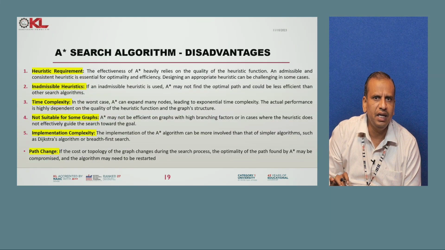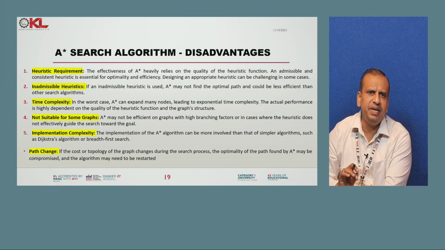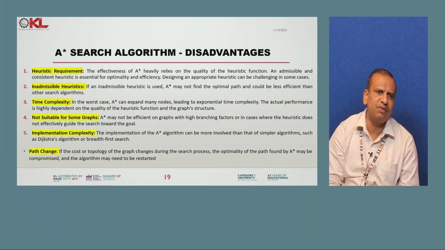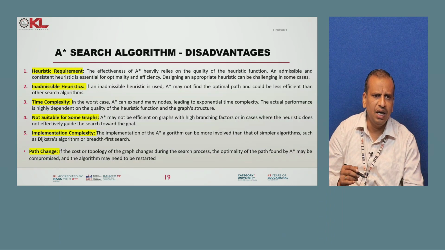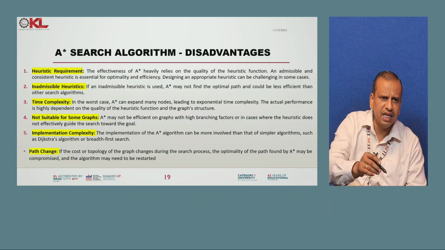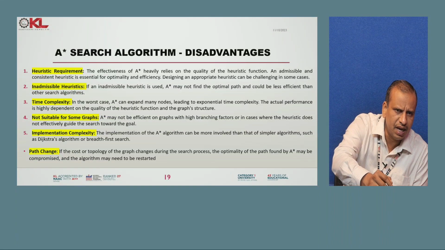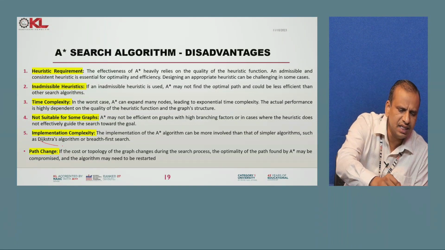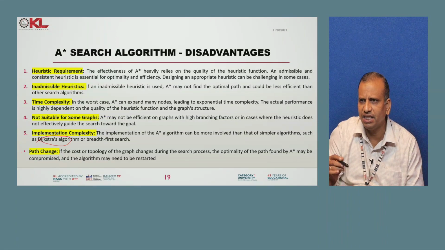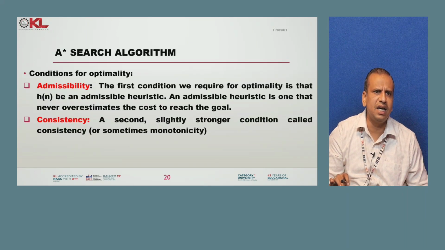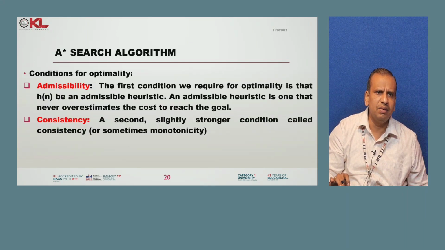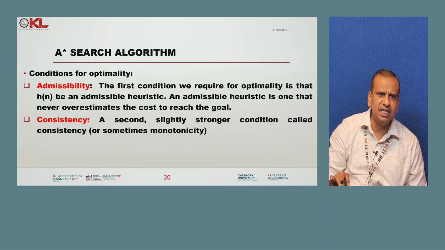Then the disadvantages: it may not be suitable for some heuristic requirements, it may not find a solution within different graphs, and path changing also it cannot do. Implementation complexity is another issue. Sometimes it is said the best algorithm is A star. Here A star is an algorithm, where admissibility and consistency we can apply in both cases.